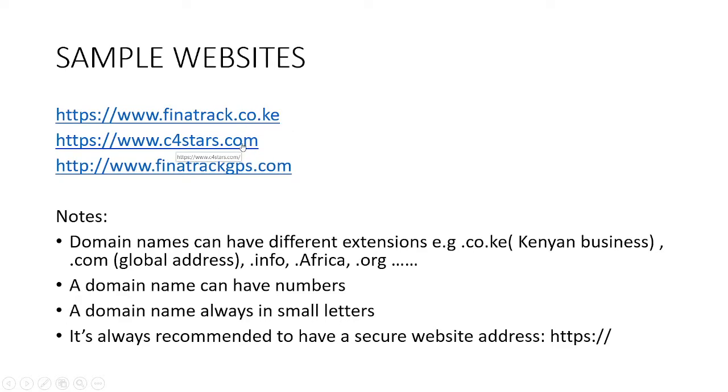The .co.ke is mainly for Kenyan businesses, and it shows the browser that the business is located in Kenya. Whereas you can have a .com, which is not specific to any country. You can find that a company maybe in Uganda will have .co.ug, or in the UK, .co.uk. But .com is a general website address. You can find this in mainly businesses which target a global user base.